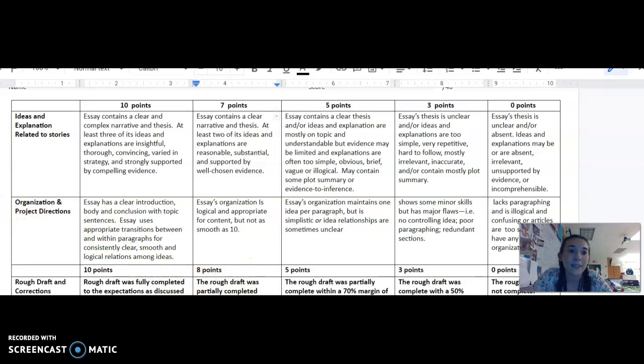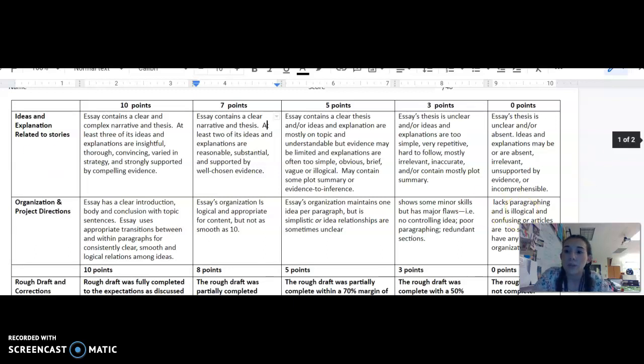First we have ideas and explanation related to the stories. 10 points is the max for that section. Your essay contains a clear and complex narrative and thesis. At least 3 of its ideas and explanations are insightful, thorough, convincing, varied in strategy, and strongly supported by compelling evidence. That is the highest number of points for that section, and it goes down from there. Organization and project directions: the essay has a clear introduction, body, and conclusion with topic sentences. The essay uses appropriate transitions between and within paragraphs for consistently clear, smooth, and logical relations among ideas.